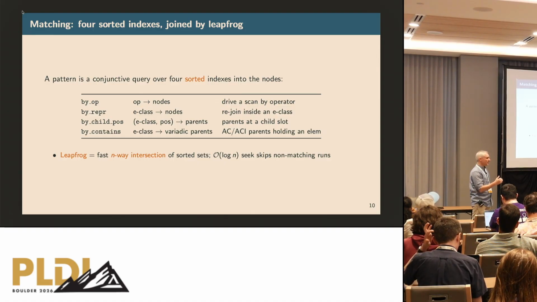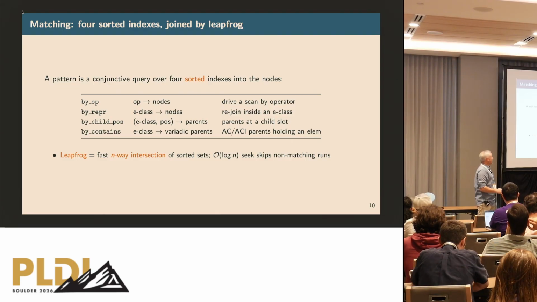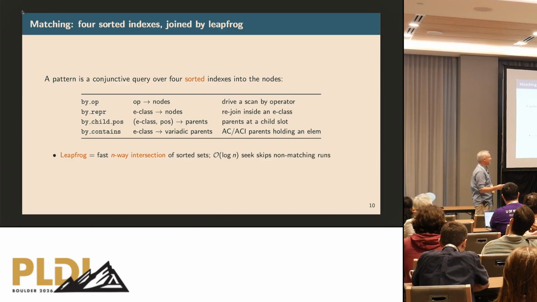And this is going to be a sorted index, so we can do Leapfrog. So these are just lists of integers, basically. We have the by-repr index, which, given an e-class, gives me all the nodes that are in that e-class. And the by-child-in-position index: given an e-class and a position, like operand position, give me all the nodes that have this e-class in that position as parents.